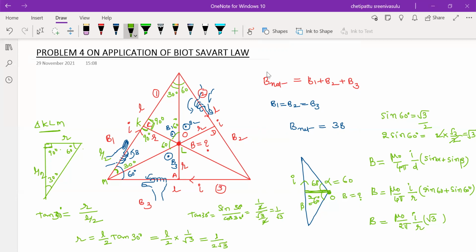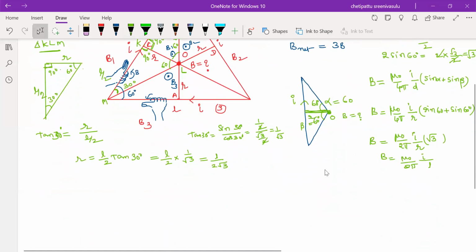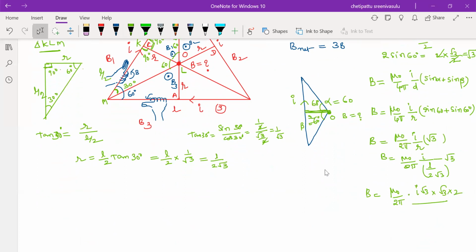You substitute here magnetic field B equals mu naught by 2 pi, next I by L by 2 root 3. You can write here L upon 2 root 3 into root 3. Now magnetic field will be mu naught by 2 pi. This reciprocal you write, into I into root 3 into root 3 upon 2 upon L. 2 gets cancelled. 2 gets cancelled. Root 3 value.